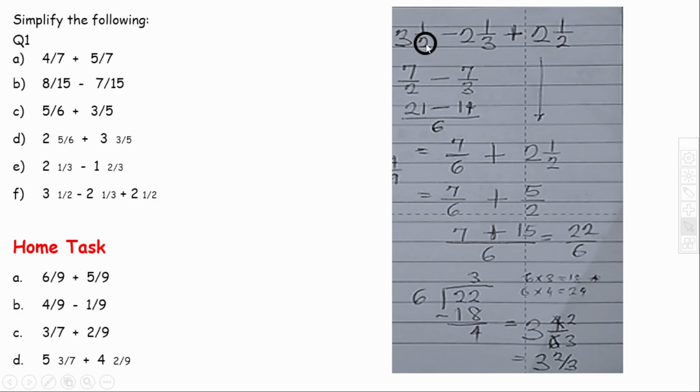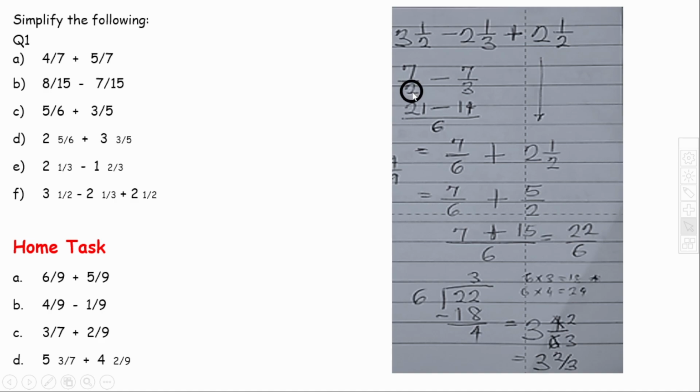So how do we do that? 2 times 3, 6, plus 1, 7. 7 all over 2. Minus 2 times 3, 6, plus 1, 7. 7 all over 3. Now we check the denominators. Oh, they are different. So what do we do? We find the LCM. How do we find the LCM?